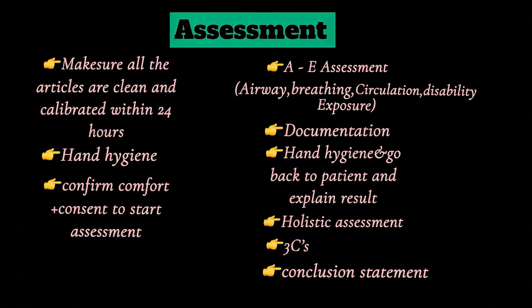So after doing the documentation, you again do hand hygiene, quick hand hygiene, come back to the patient and tell the results that you have got this score, and if there is a need of escalation, you will tell him, I will escalate to the medical team. And if there is another chart you have, like PHQ-9, 6CIT or MUST, you have to explain that as well. And after explaining the chart, you will do his holistic assessment.